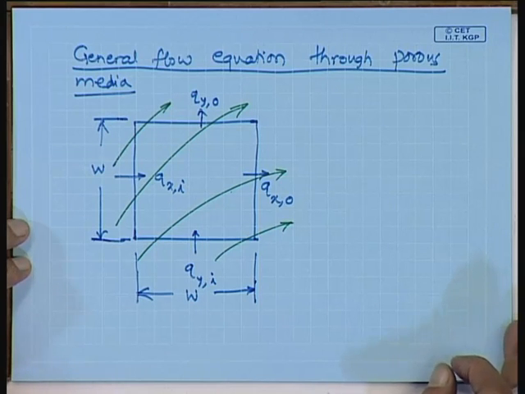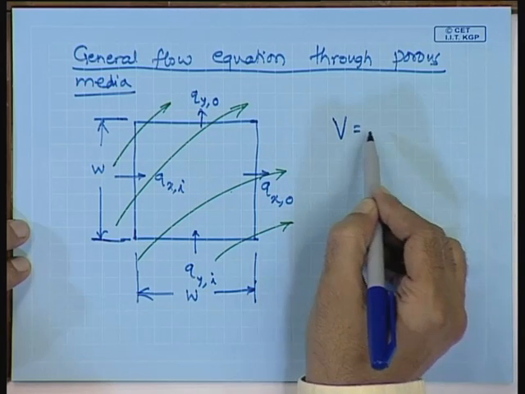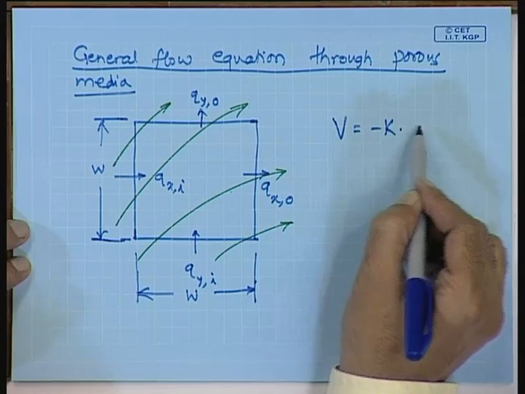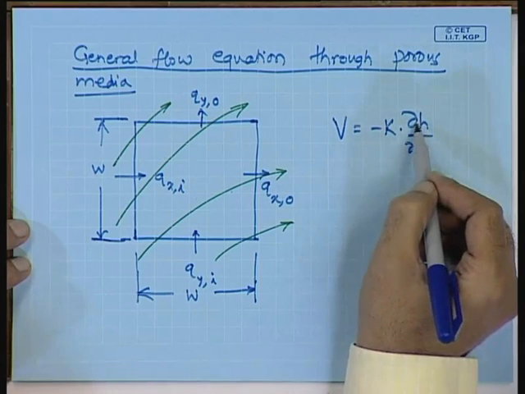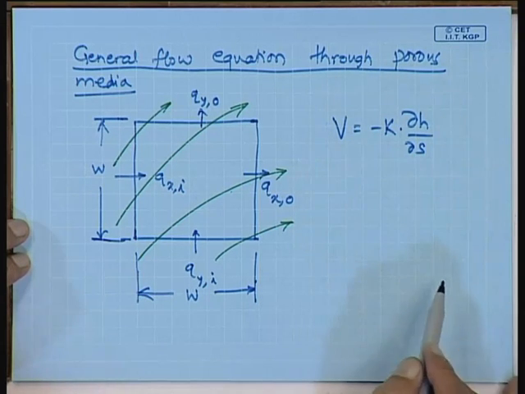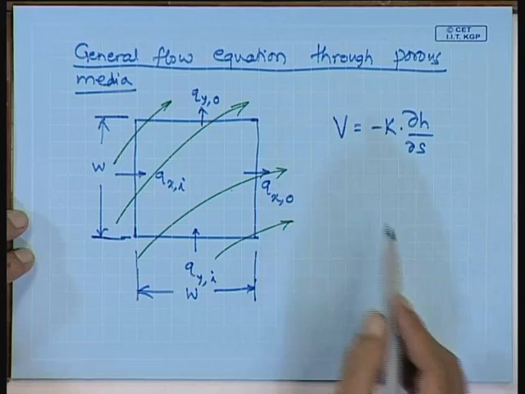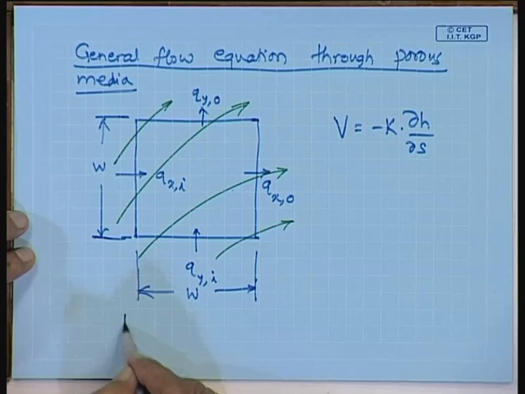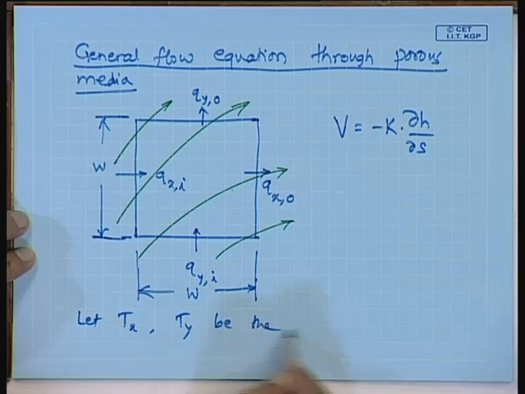And in this case we know that Darcy's expression holds good, that is the groundwater flow velocity is given by minus k into the partial derivative of h with respect to s. This h is the head and s represents the displacement along the flow line or streamline. Now, let us consider for this flow domain, let Tx, Ty be the transmissivities.